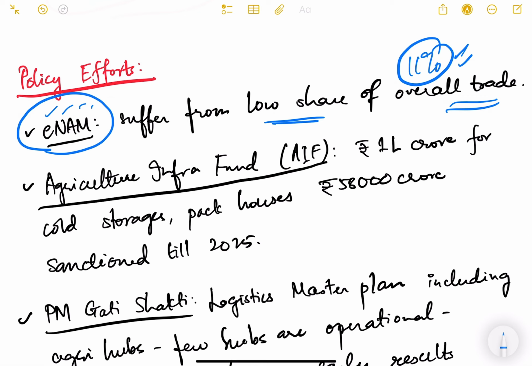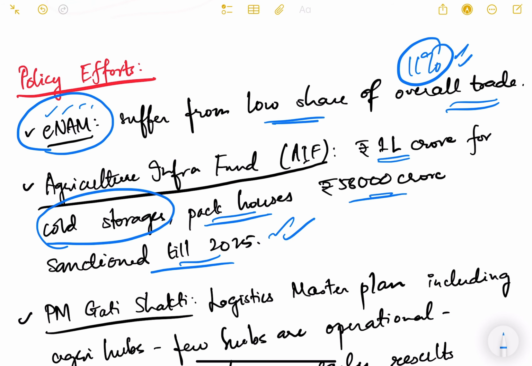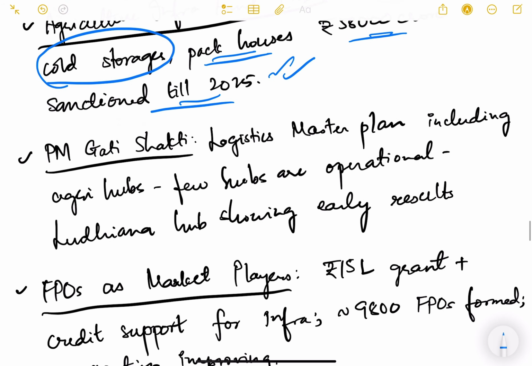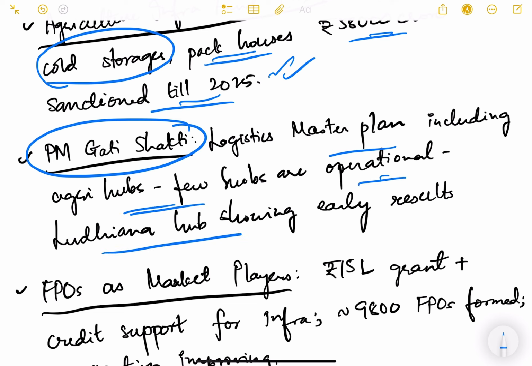The Agriculture Infra Fund has also been declared by the government, of over 1 lakh crore for development of cold storage, pack houses, and rupees 58,000 crore sanctioned till 2025. So the government is taking some efforts to develop agriculture infrastructure. PM Gati Shakti develops physical infrastructure like logistics, a master plan including agri hubs. Few hubs are operational. Example, the Ludhiana hub showing early results. So the government has already developed one such hub in Ludhiana in Punjab.